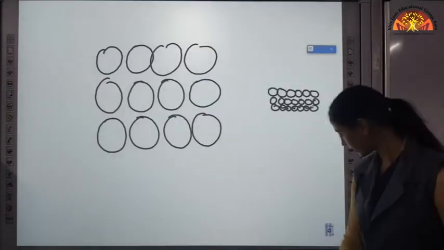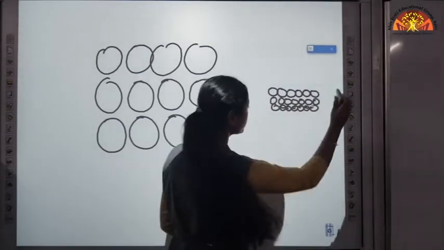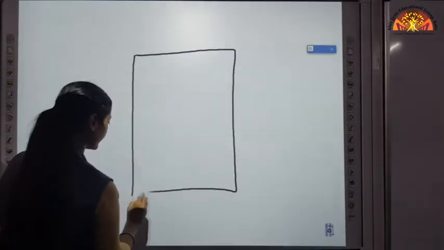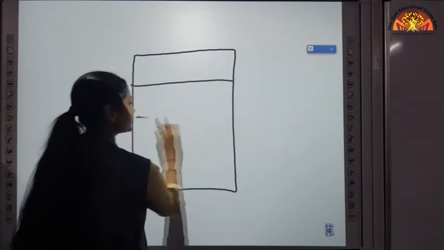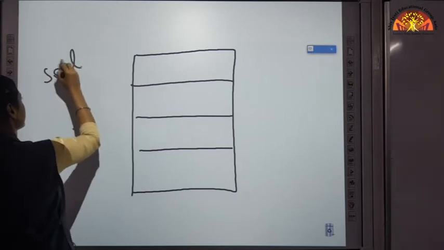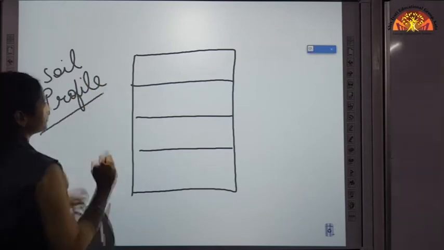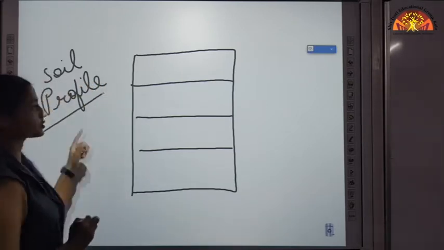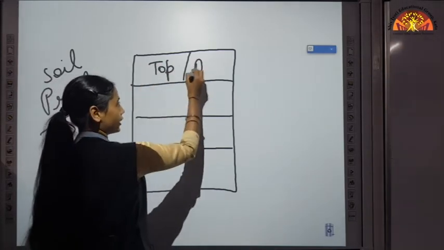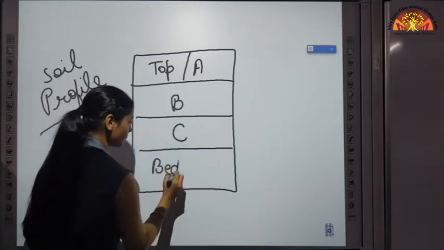Look, if we cut soil in vertical section, like a piece of cake, when we cut a piece of cake, it looks like this. We can see different layers. So the same goes with soil. This vertical arrangement of layers is known as soil profile. First is the top layer or A horizon, this is B horizon, C horizon, and at last comes bedrock.